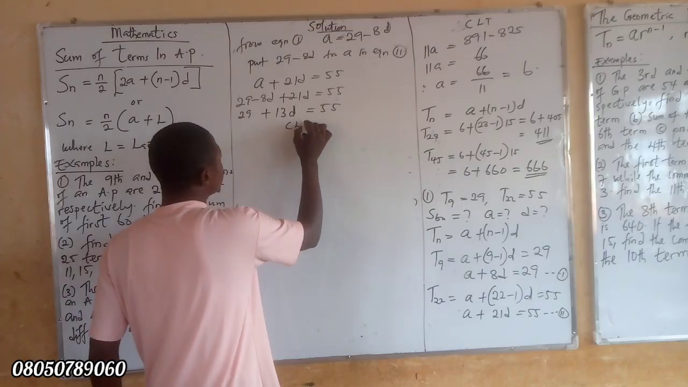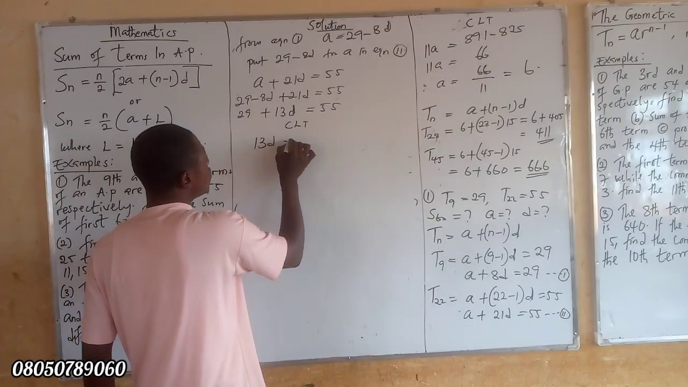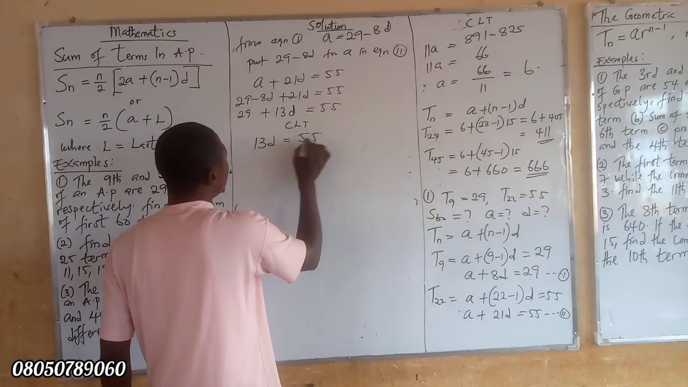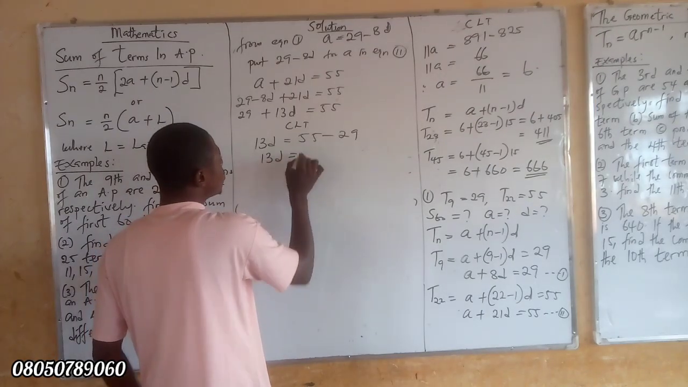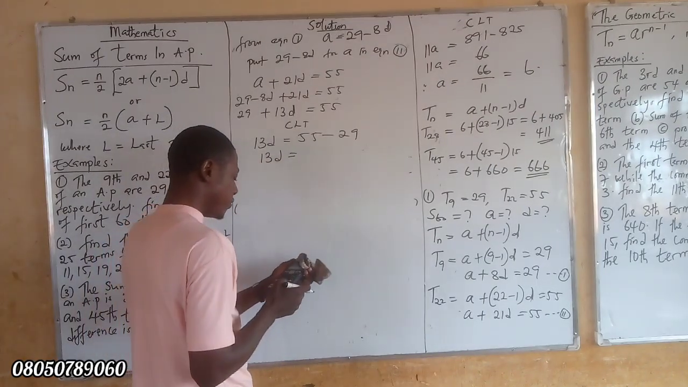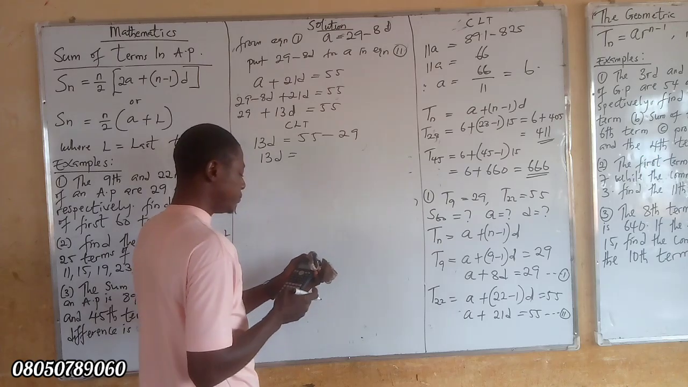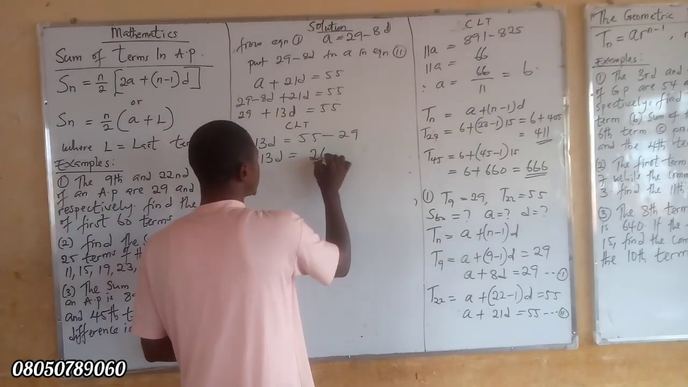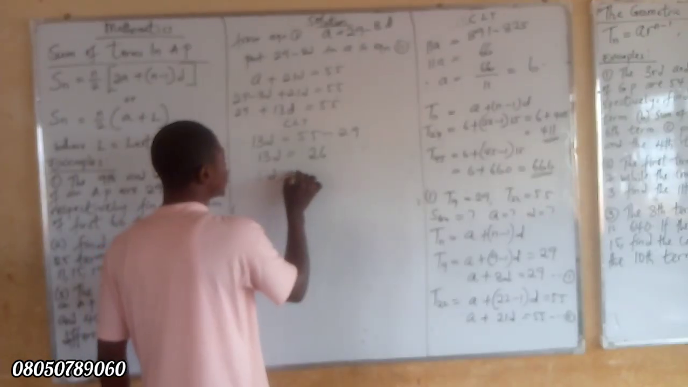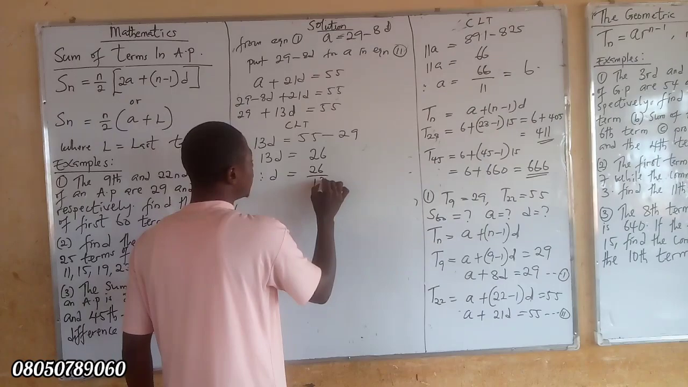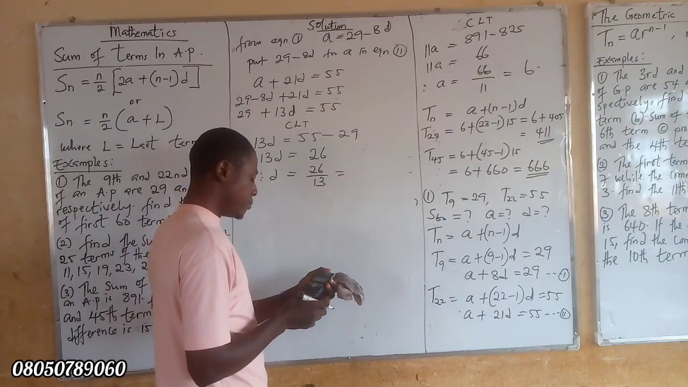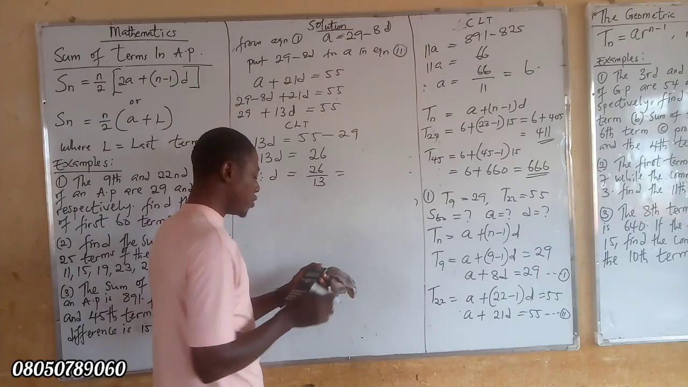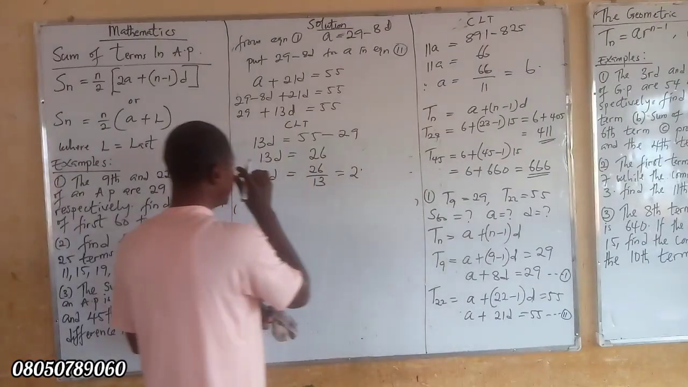So we collect like terms. Our 13d will be equal to 55 minus 29. 55 minus 29 is 26. So 13d equals 26. Therefore, our d is going to be 26 over 13, and 26 divided by 13 gives us 2. So our d is 2.